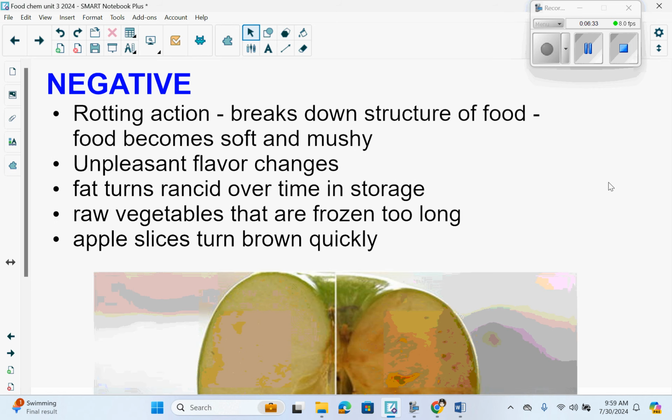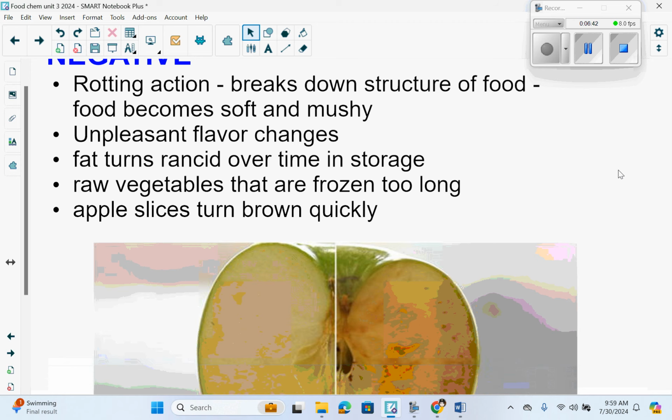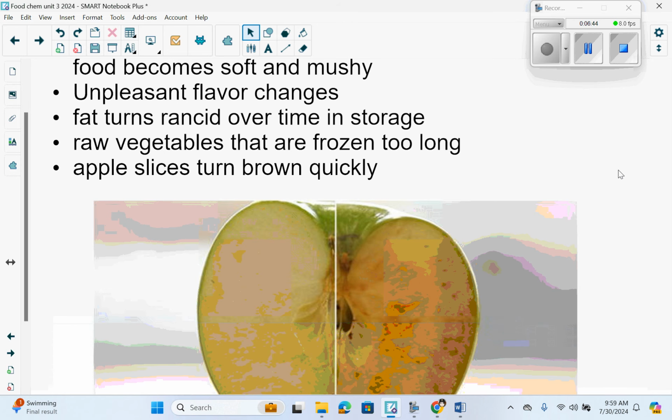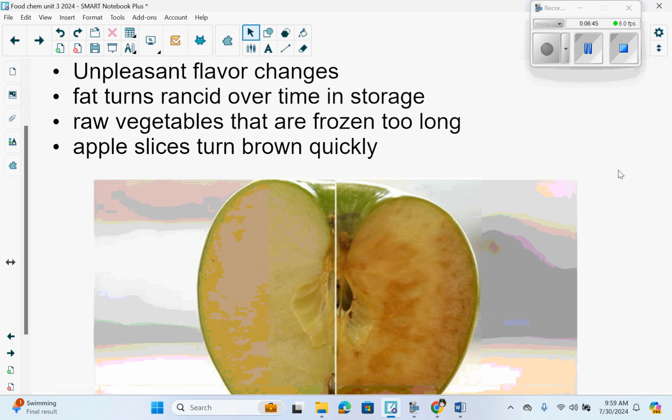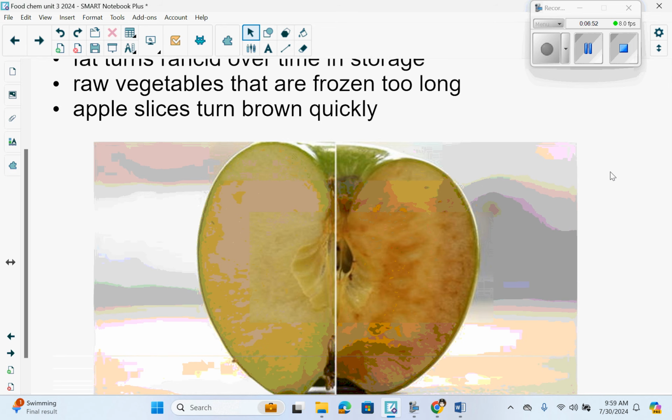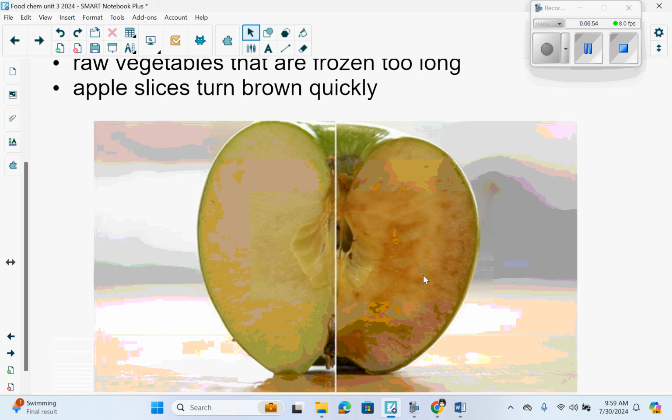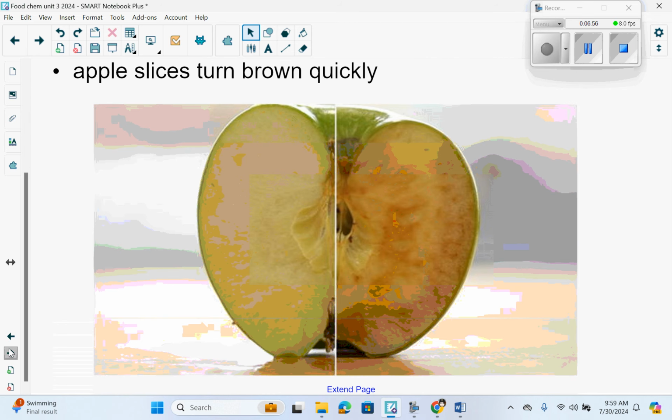On the negative side, you have this rotting action. It breaks down the structure of food. The food becomes soft and mushy. Unpleasant flavor changes can occur. Fat turns rancid over time in storage. Raw vegetables that are frozen too long will no longer be edible. And apple slices, right, turn brown quickly. That's the result of enzyme action.